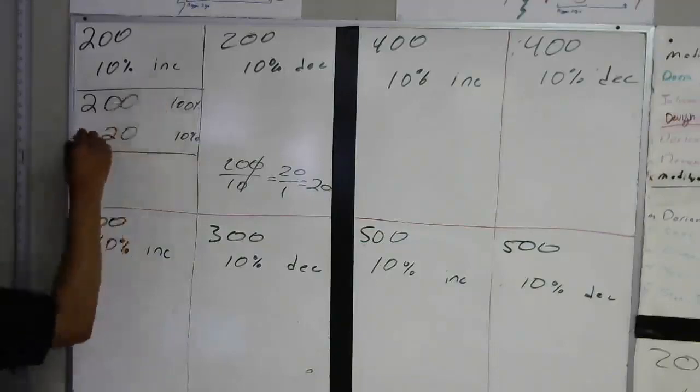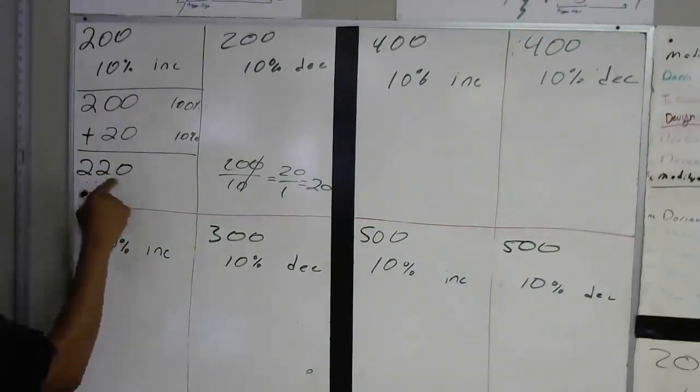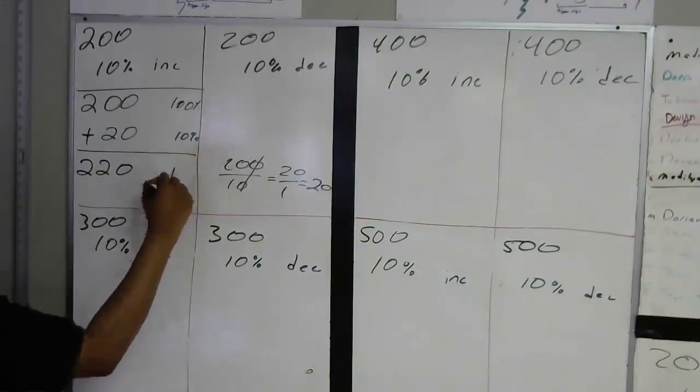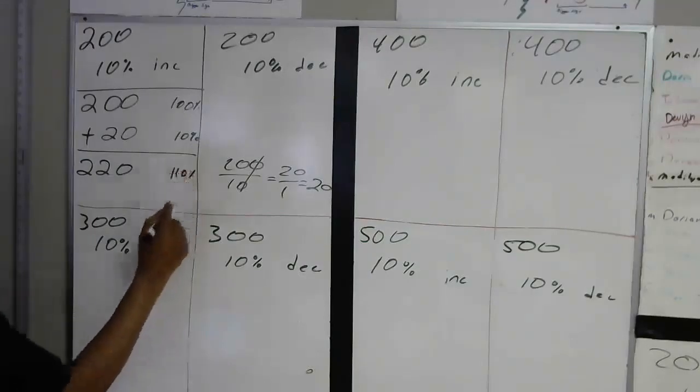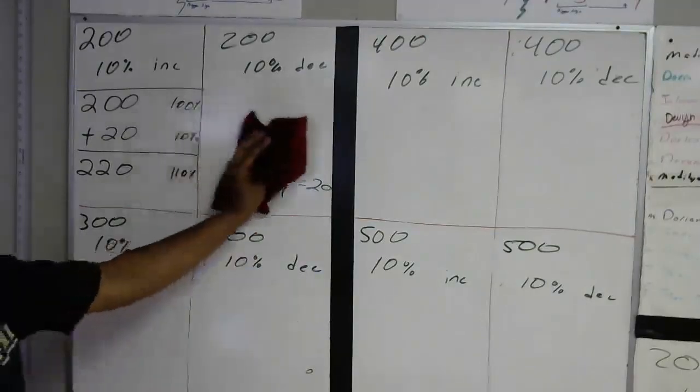Now to increase it, we're going to add them together, and you'll get 220. The 220 is the combination of the 100% and the 10%, which we will call 110%. Okay. All right, next.